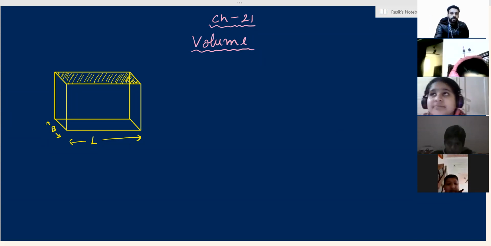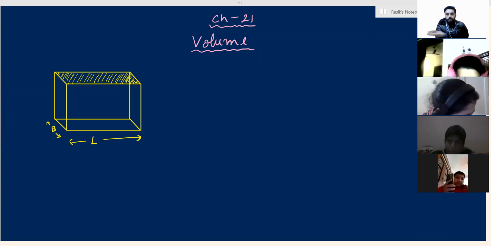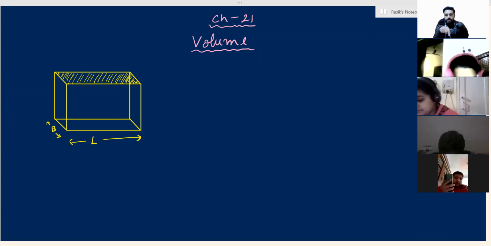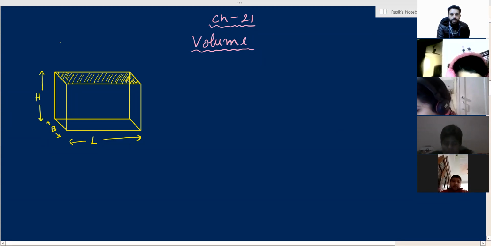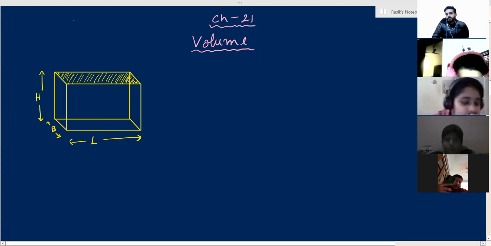So if we only talk about the base, it has a length and it has a breadth because it is a rectangle, and it has a height also. So there are three dimensions in a cuboid: length, breadth, and height. Got it, all of you?